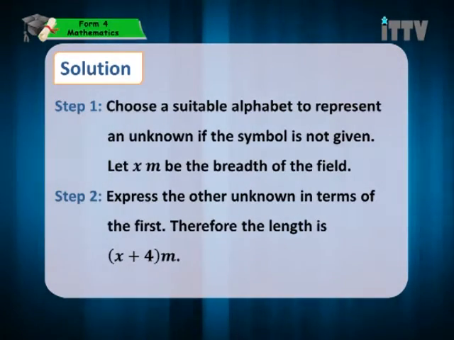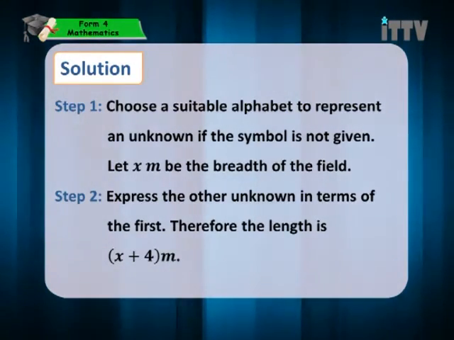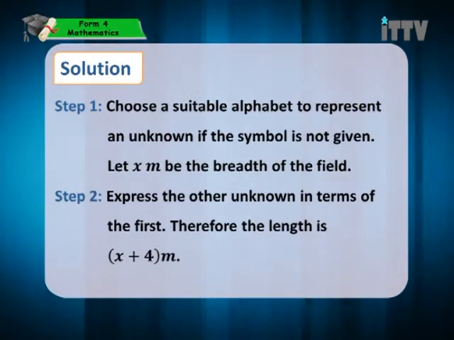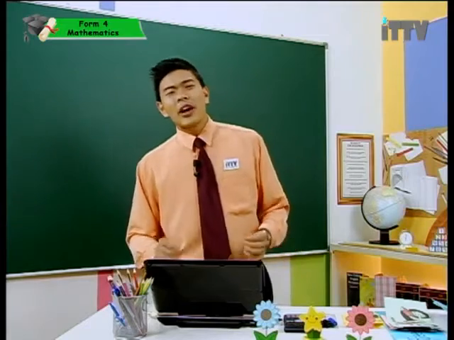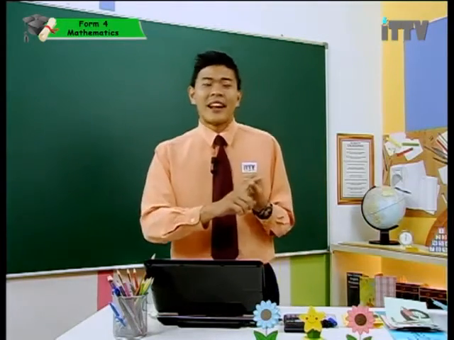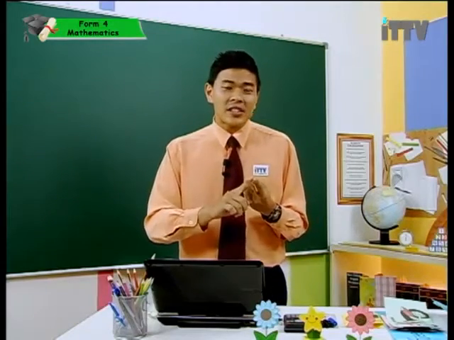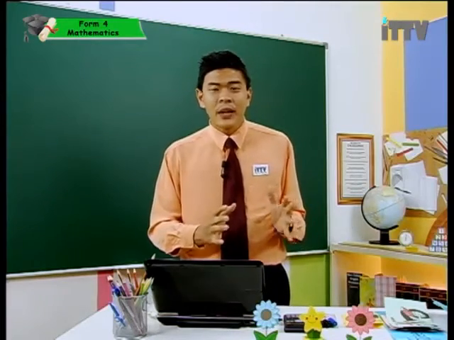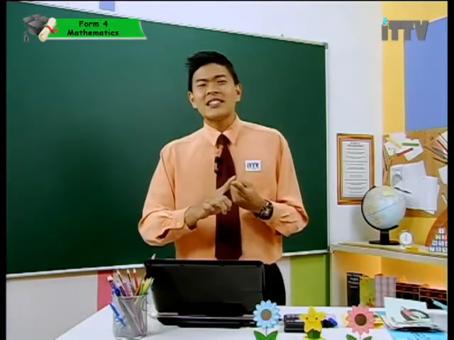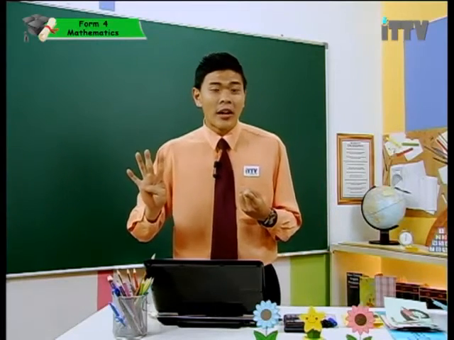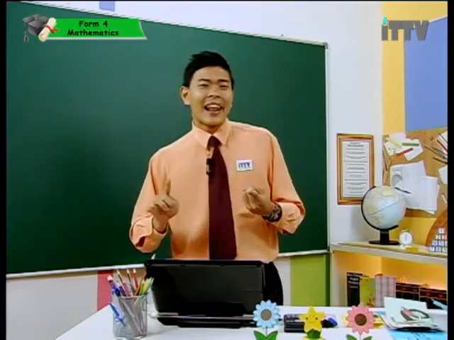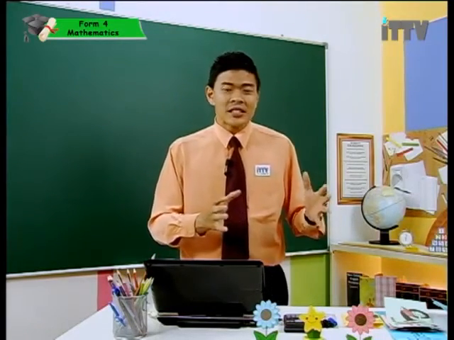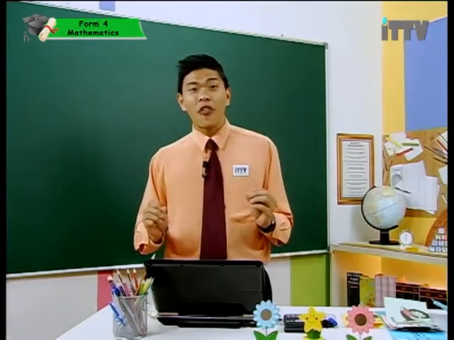In step 2, express the other unknown in terms of the first. Therefore, the length is x plus 4 meters. So guys, when you have two things, for example, the length and the breadth, always fix one of them to be x and the other has to be related. So if the breadth is x, and since the length is 4 meters longer than the breadth, this makes the length of the field x plus 4 meters. So the breadth is x meters and the length is x plus 4 meters.